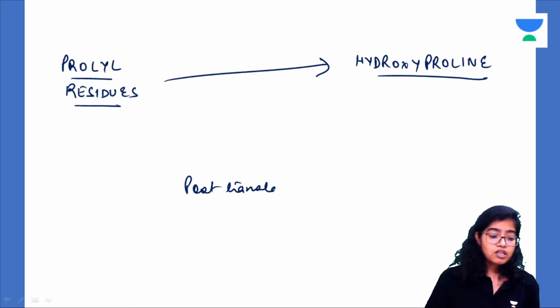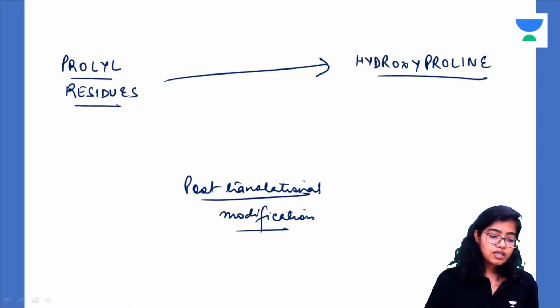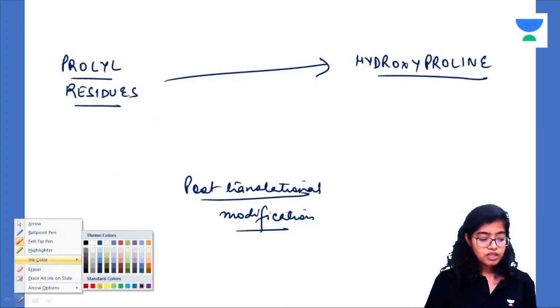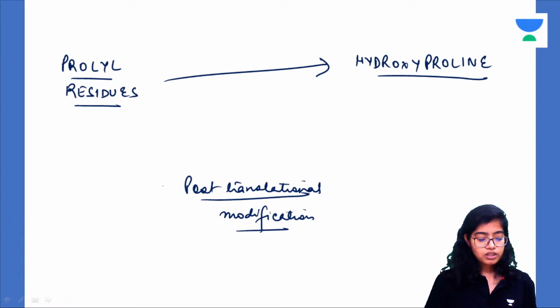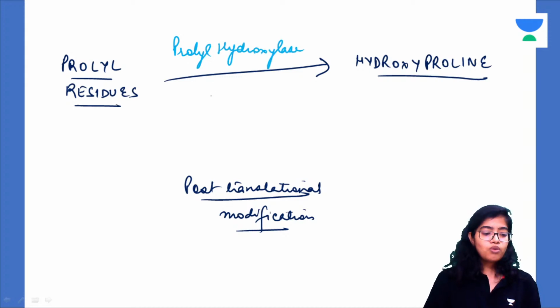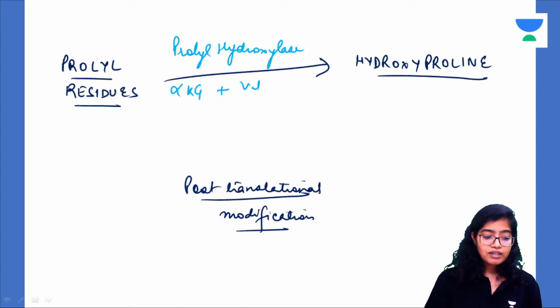We have discussed what post-translational modification and co-translational processing are, isn't it? You can go back to yesterday's class to understand. What is the enzyme involved here? Tell me fast. And what are the cofactors? Extremely important. The enzyme involved is prolyl hydroxylase. Very obviously. Cofactors involved are alpha ketoglutarate and vitamin C.